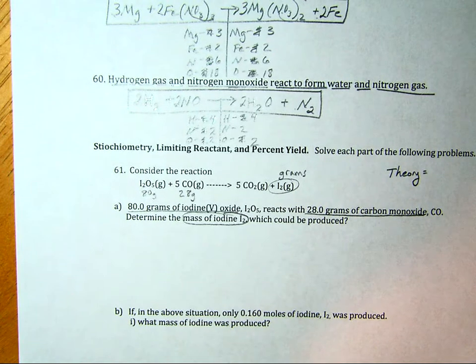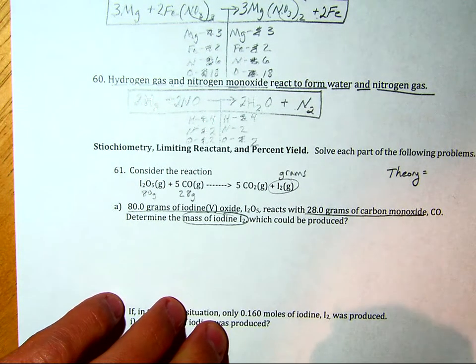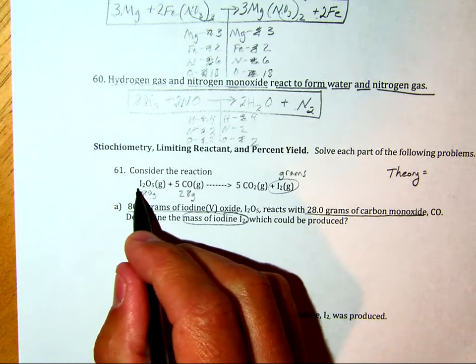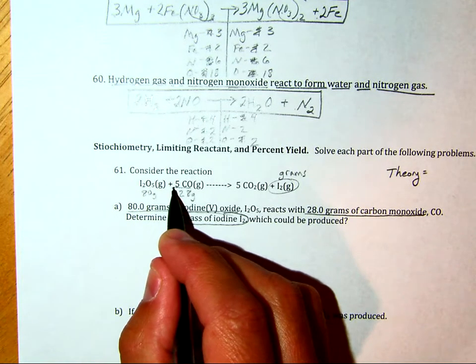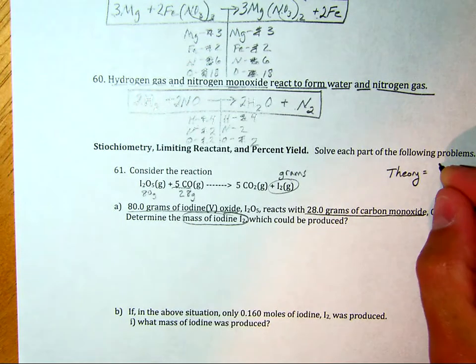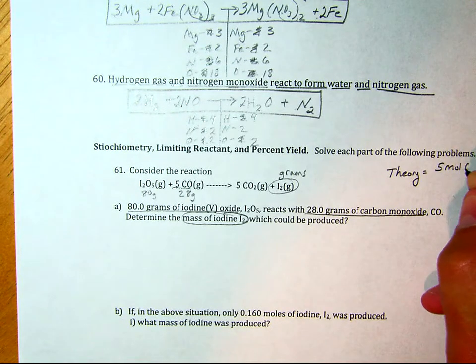So in theory, how many moles of each one of these reactants do we have? We look at the chemical equation here. I always put the one with more moles. So this one has 5 moles of carbon monoxide. I put that on top. So 5 moles of CO.